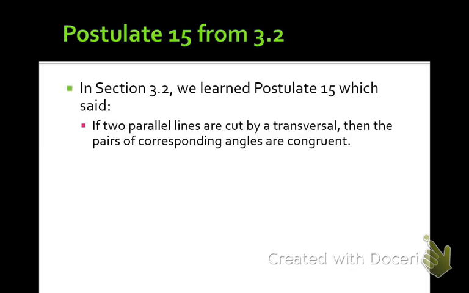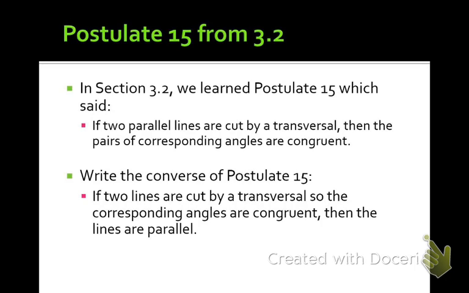So, again, postulate 15, or the corresponding angle postulate from the last section, which said that if two parallel lines are cut by a transversal, then the corresponding angles are congruent. If we were to write the converse of postulate 15, that would sound like what? It should actually read something like this: if the corresponding angles are congruent, then the two lines that are cut by the transversal have to be parallel.